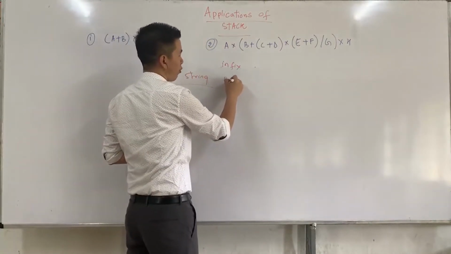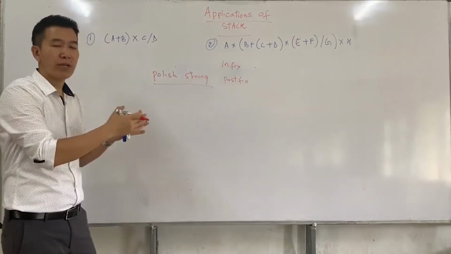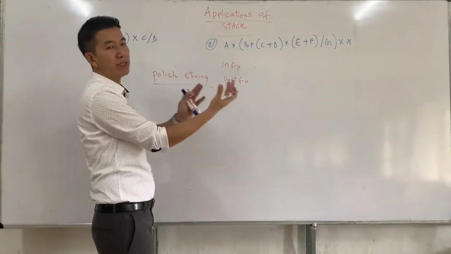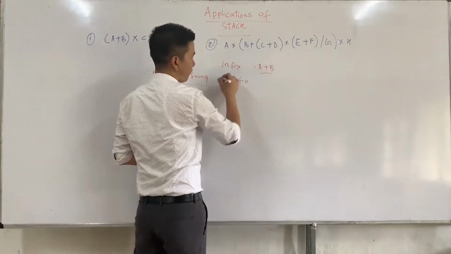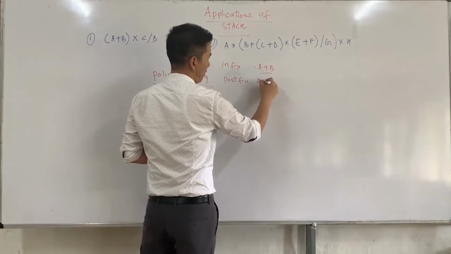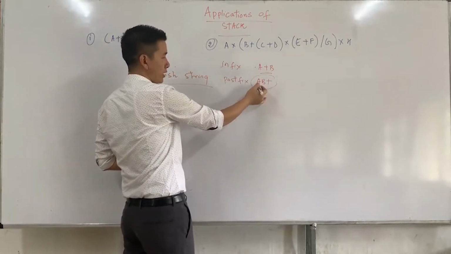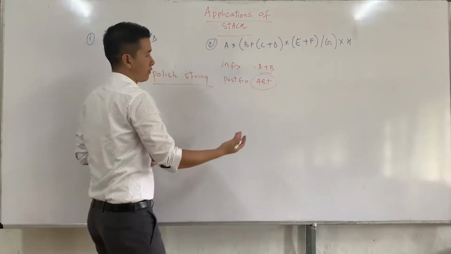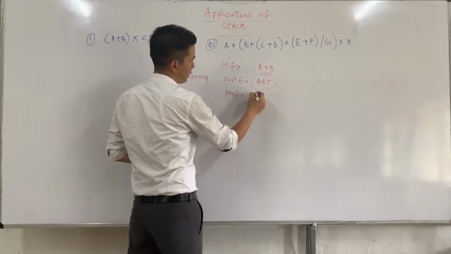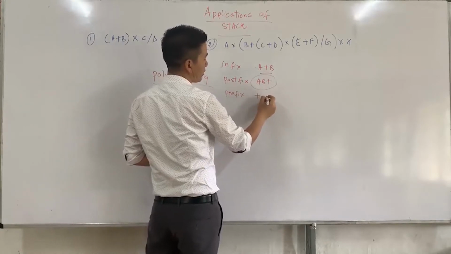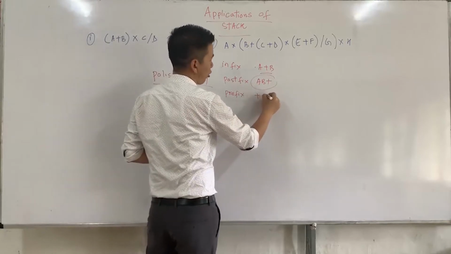And then you have postfix. Postfix means the operators are placed after the operands. For example, A plus B is an example of infix; A B plus is the postfix form, where the operator is placed post the operands. Post means after. And then you have the prefix. Prefix means the operator is placed before the operands.